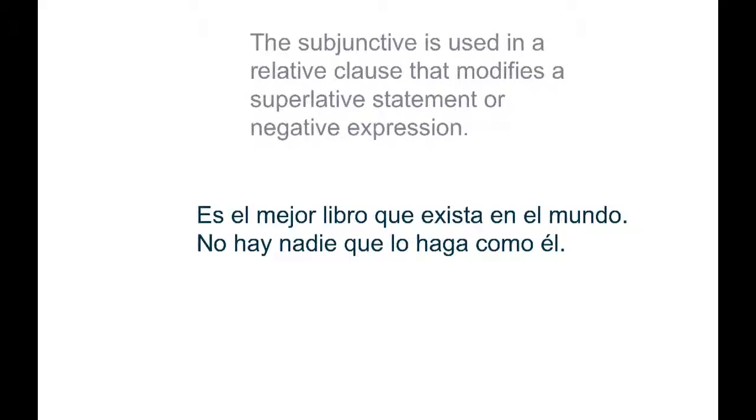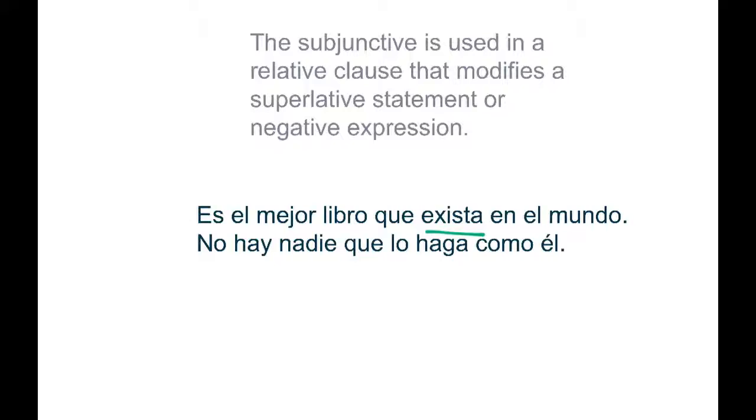The second use here is that the subjunctive is used in a relative clause. Again, that's that second part of the clause that modifies the noun. The subjunctive is used in a relative clause that modifies a superlative, that's the best or est statement, or a negative expression. So there's some examples here. Okay, it says, es el mejor libro que exista. This is going to be subjuntivo.